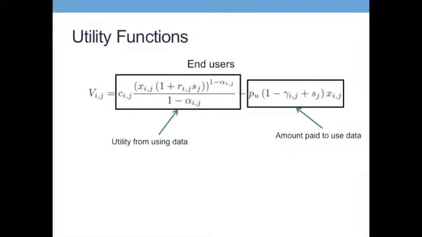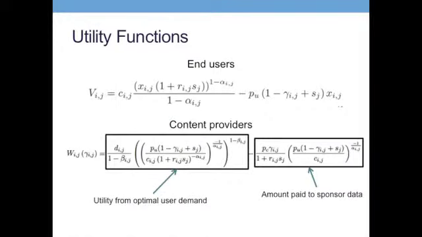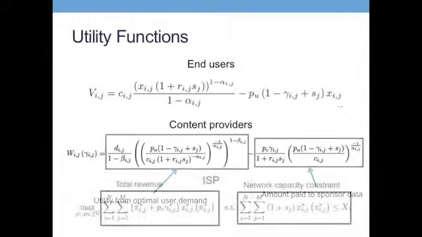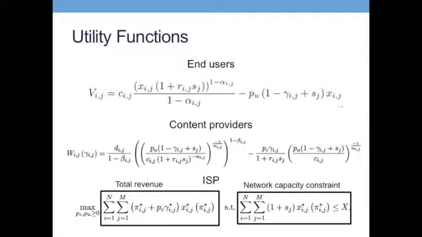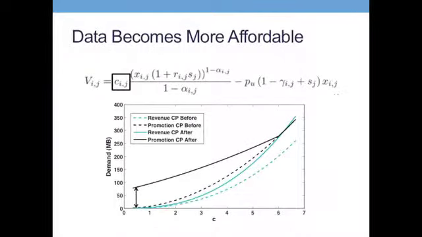One part represents the utility of consuming data, and another the amount paid for this data. Similarly, CP's utility has a component for their benefit from user demand, and another for the amount paid to sponsor data. ISPs choose the access prices so as to maximize their total revenue, subject to a network capacity constraint on total demand. The parameter C represents the weight of users' utility from using data, relative to the cost of data.